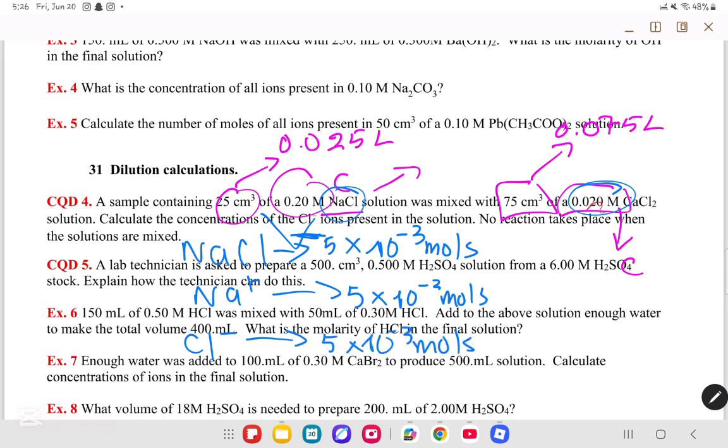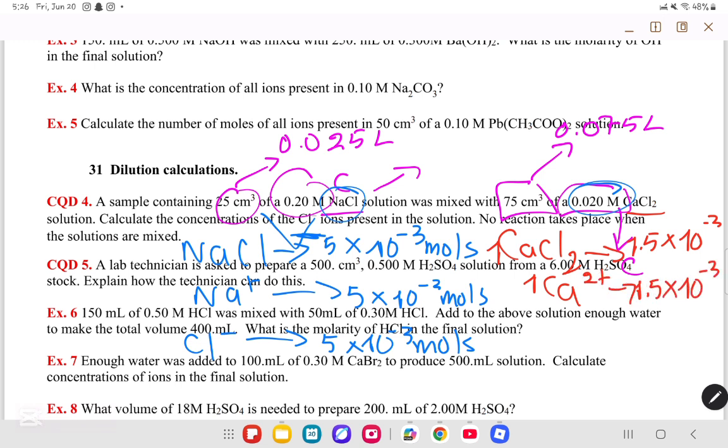Okay, now let us do it for CaCl2. So let's find the number of moles of CaCl2. CaCl2 will give us 0.075 times 0.02 molarity, which is 1.5 times 10 to the power of minus 3 moles. So if one CaCl2 gave us this, then one Ca2 plus is going to give us 1.5 times 10 to the power of minus 3. However, 2Cl minus is going to give us what? It's going to give us 2 times 1.5 times 10 to the power of minus 3, which is 3 times 10 to the power of minus 3.